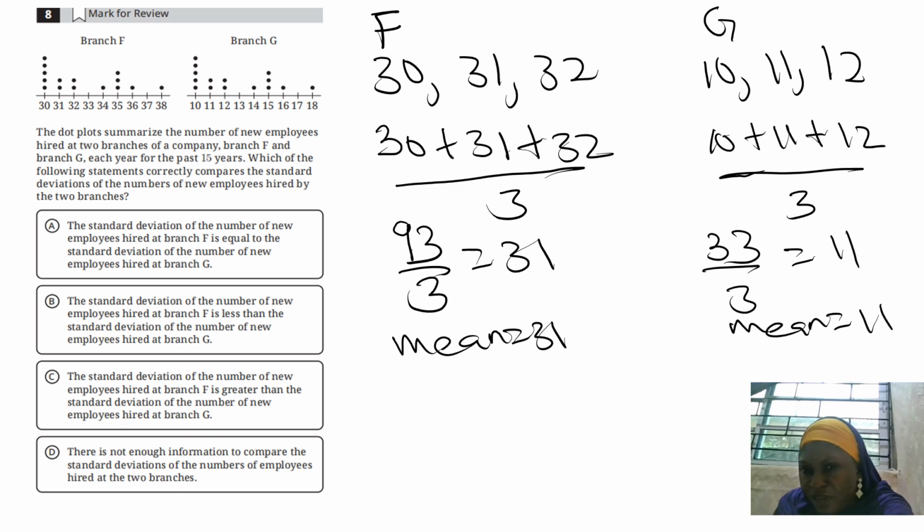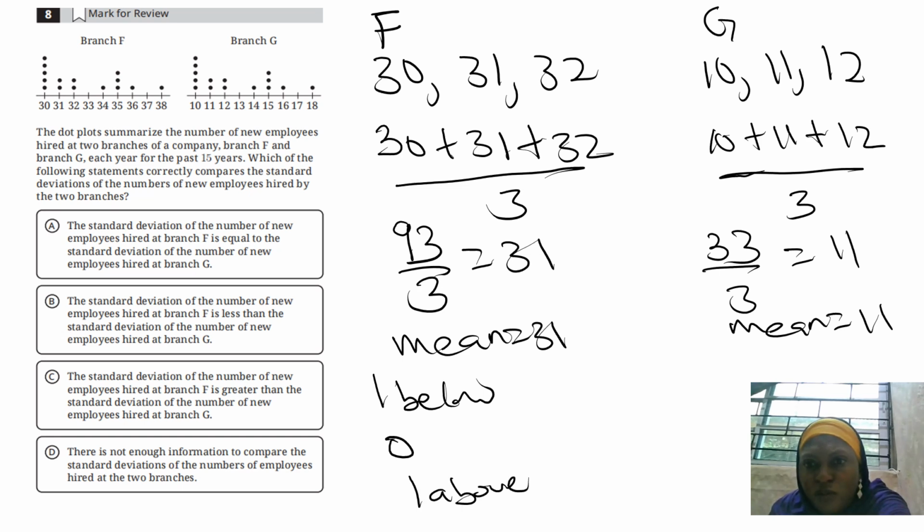But does that really affect the standard deviation? Remember that the standard deviation measures how far the data values are from the mean. So let's consider the first value of F, 30. Comparing 30 and 31, 30 is 1 below 31. Comparing 31 and 31, 31 is 0 from 31. 32 and 31, 32 is 1 above 31. So the distance from the mean for the data values of F is 1 below, 0 apart, and 1 above.